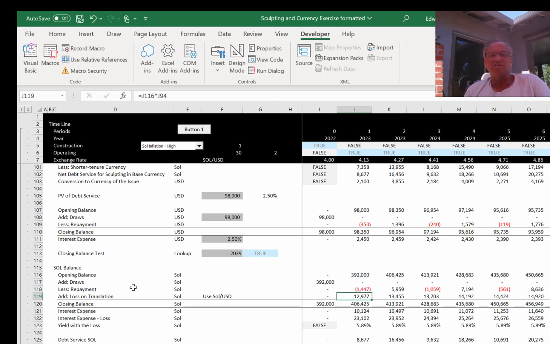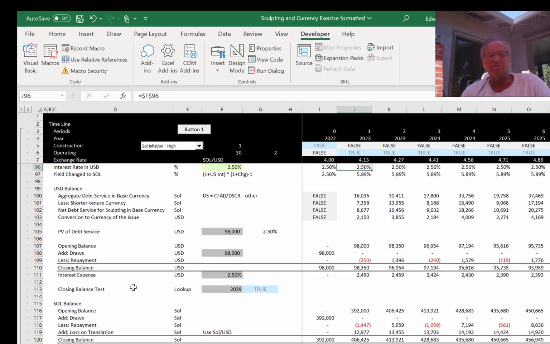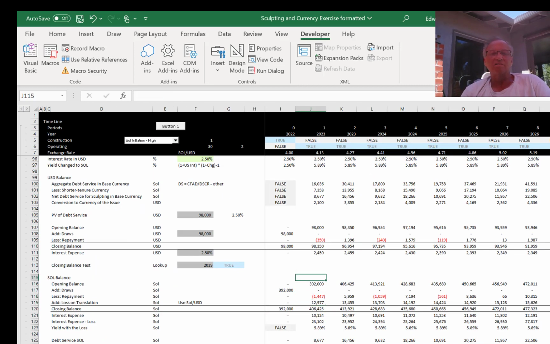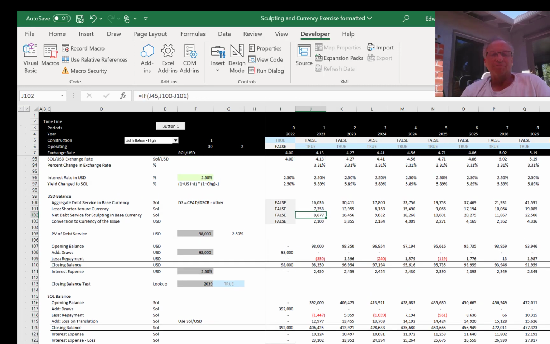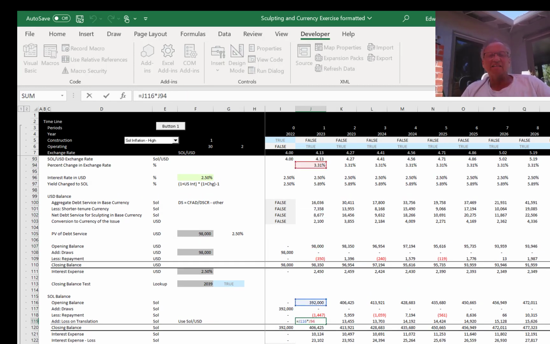And the loss on translation, if I can maybe find this upstairs, I tried to put the change in the things and I just missed it. I'm going to have to make it just a little bit smaller. Oh my gosh, maybe that's too small. And you can see that that's simply the opening balance multiplied. And now you got to be careful. I do this, I got to admit, I do this wrong every time.